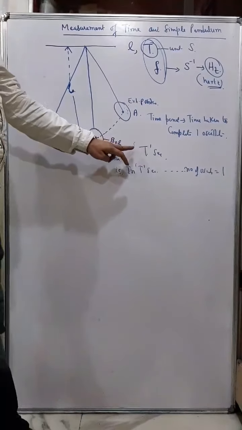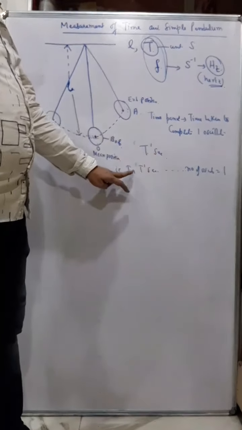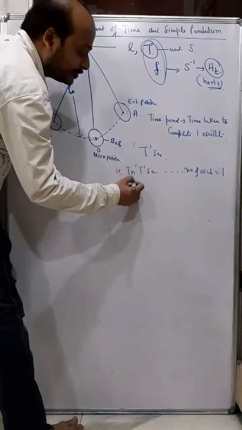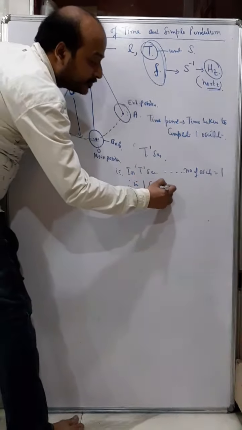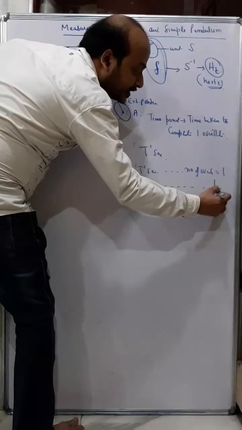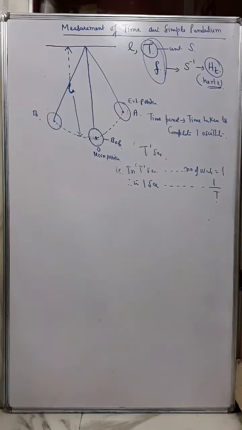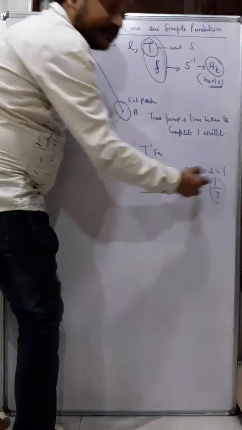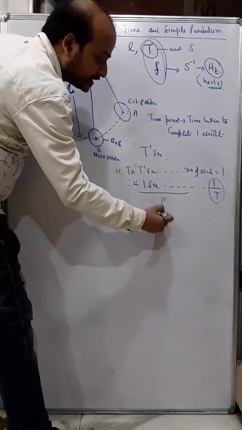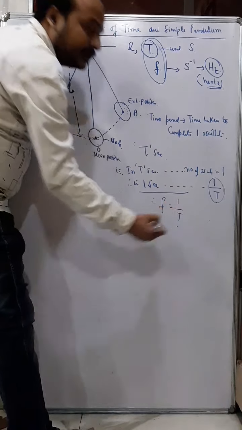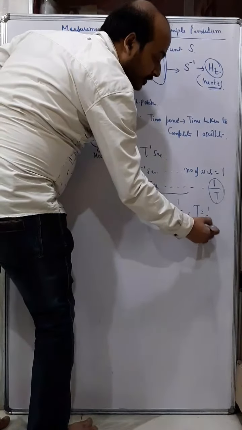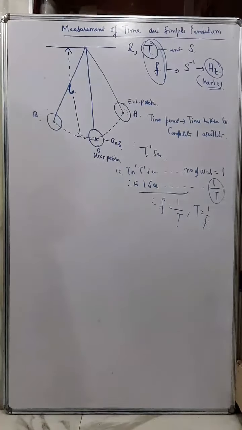If a pendulum has a time period of t second, then in t second the number of oscillations is 1, and therefore in 1 second, what will be the number of oscillations? It will be 1 by t, and the number of oscillations in 1 second is known as frequency. Therefore finally we can say that f equals 1 by t, or t is equal to 1 by f. Okay, understand?